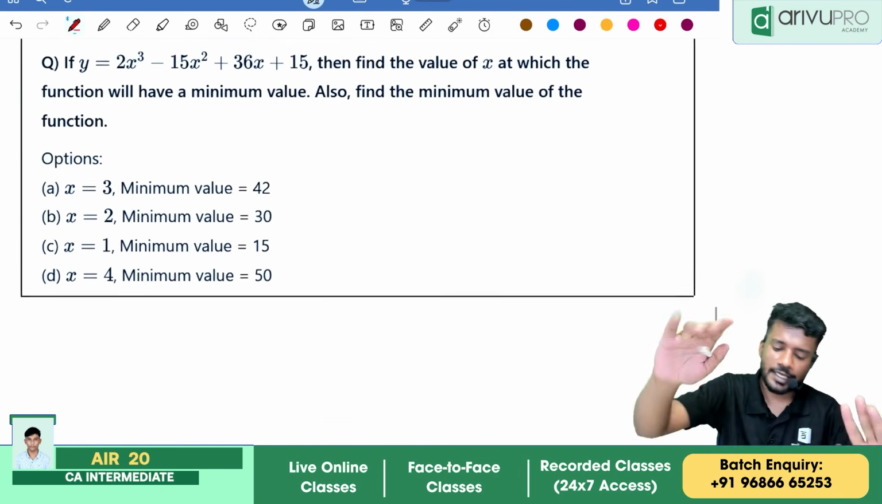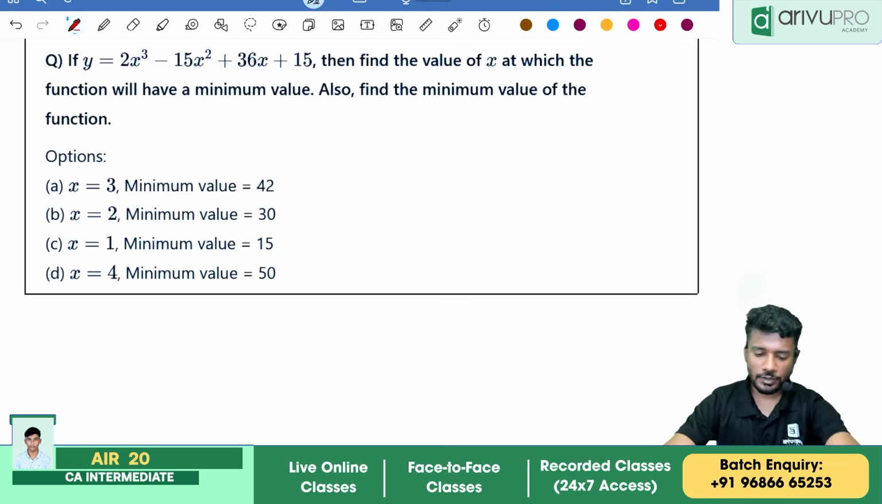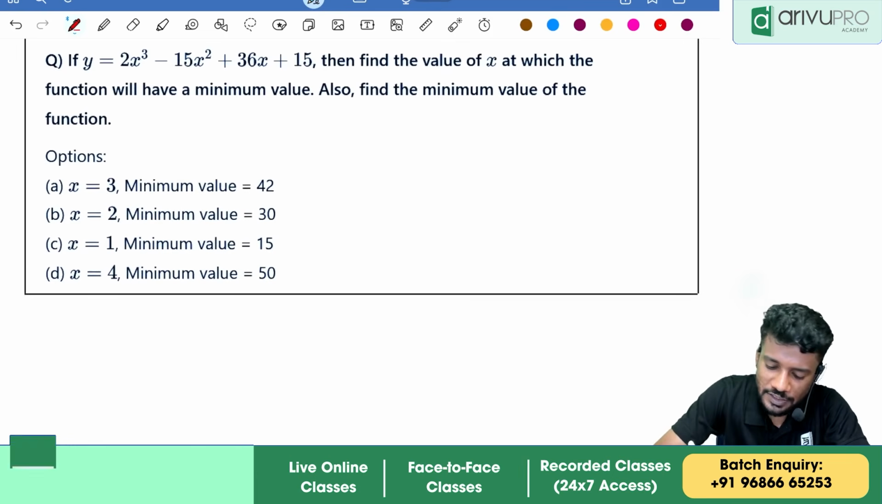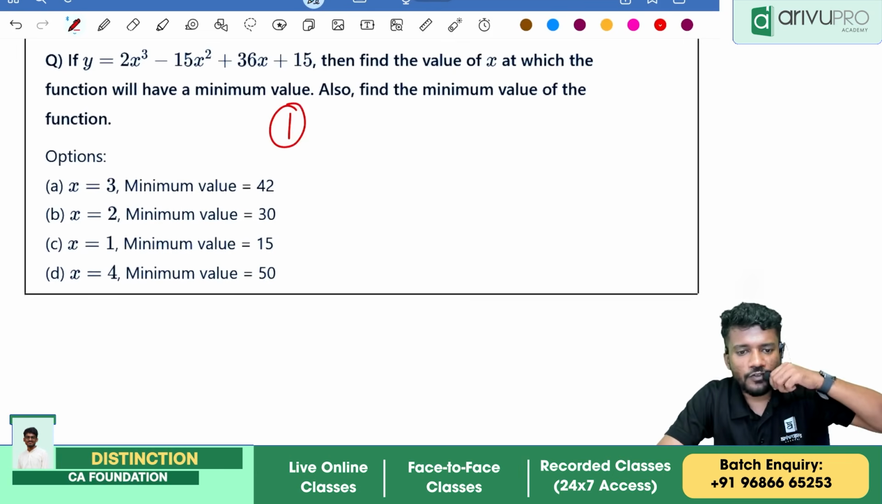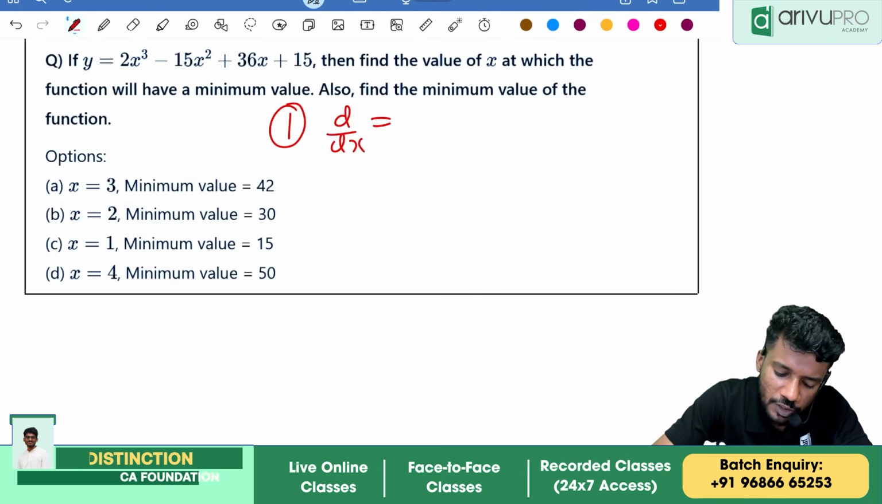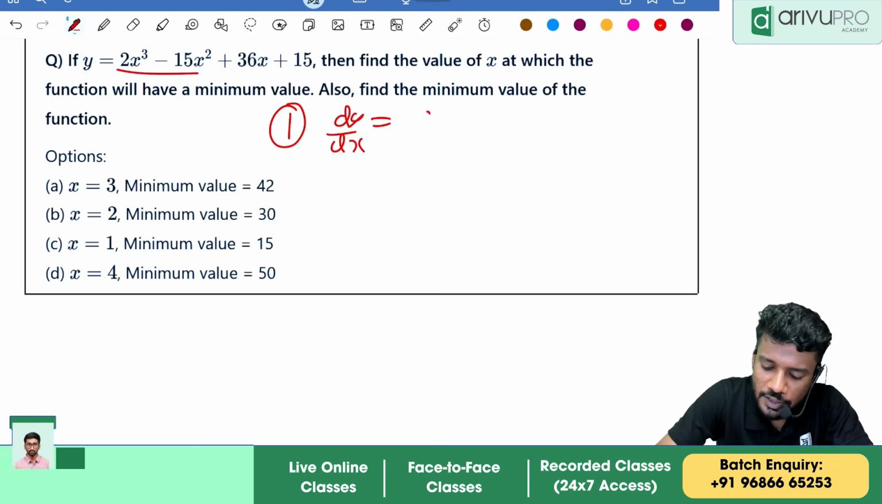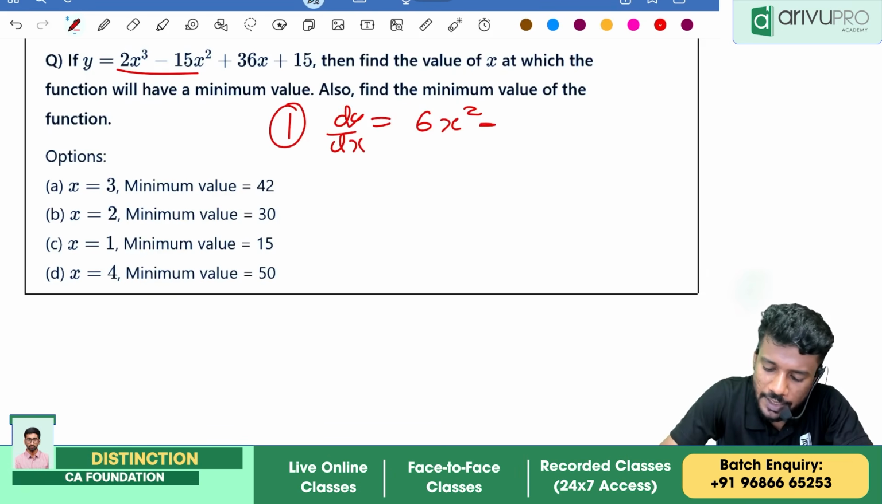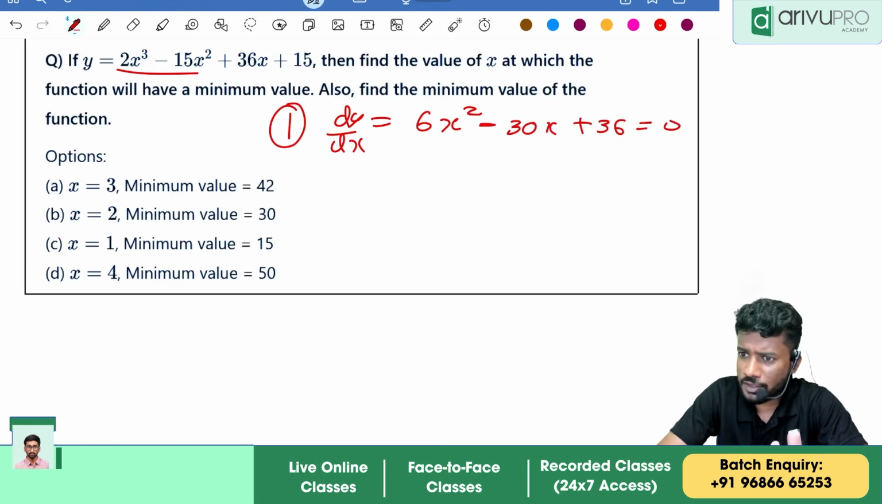Now, get me the answer. What is the first step? Everyone should tell me what is the first step. First step is dy by dx. That is nothing but the derivative of this one. How much is it? 6x square minus 30x plus 36 is equal to 0. Correct? That is the first step.